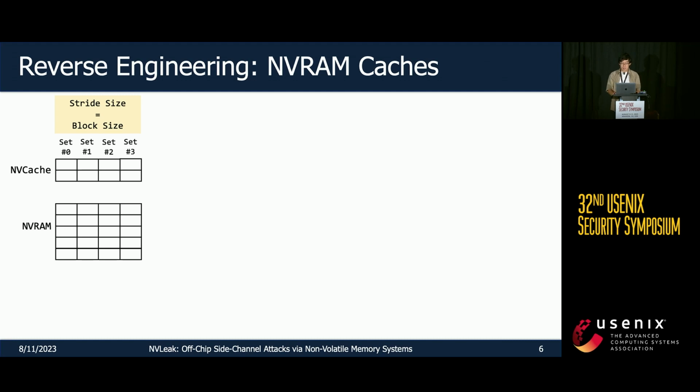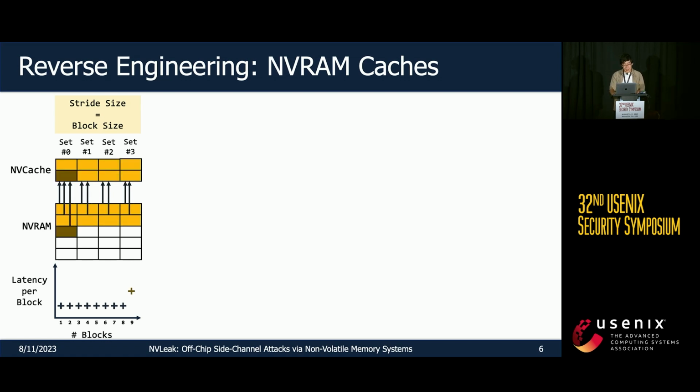Here's an example of using strategic memory access to detect the cache set size. Assume we have a non-volatile memory cache with 4 sets, 2 cache blocks per set. We first use a stride size equal to the cache block size, which is effectively a sequential access, and we measure the latency per cache block access. We access the first block and get a low access latency. Then the second access is still a low latency, and so on and so forth, until we access the ninth block, which triggers a cache conflict and we see a higher latency.